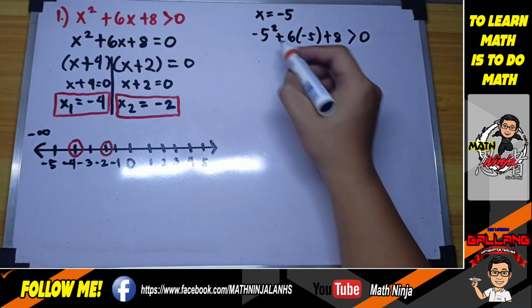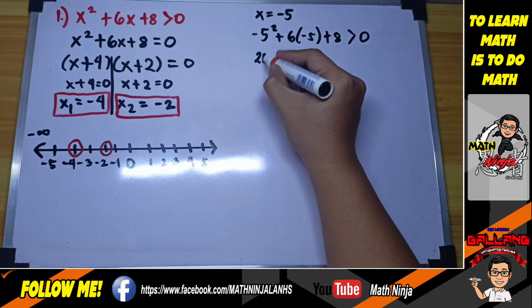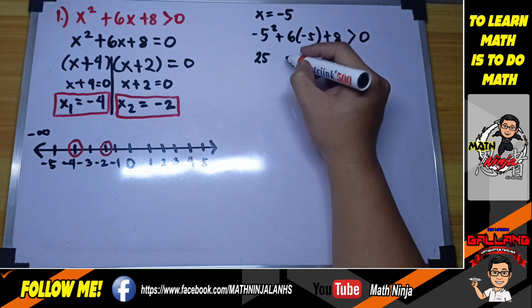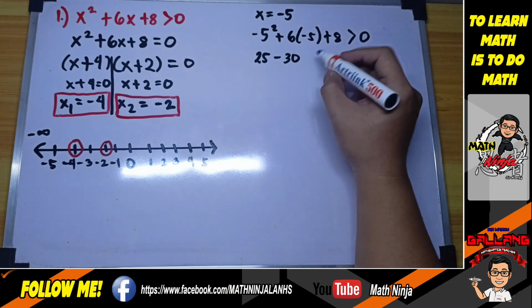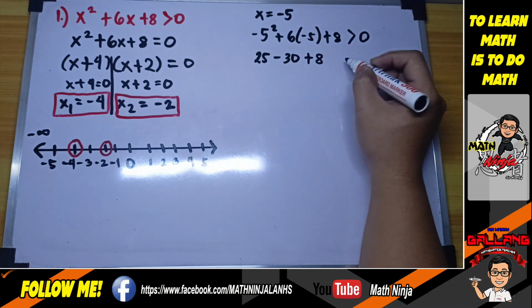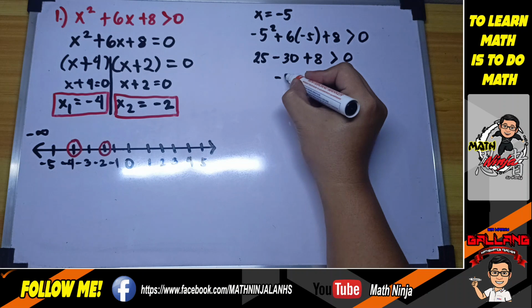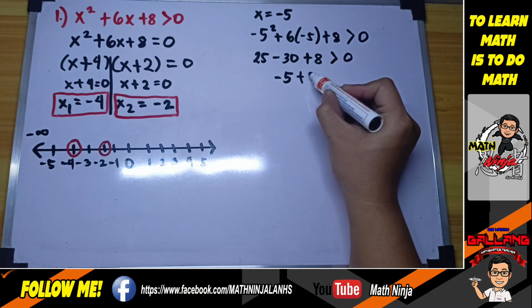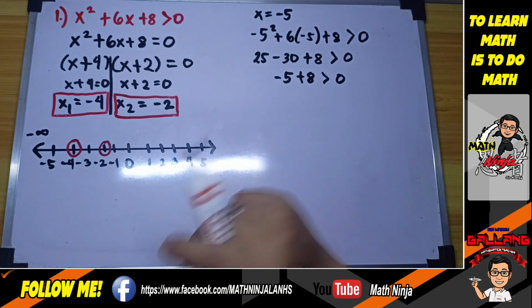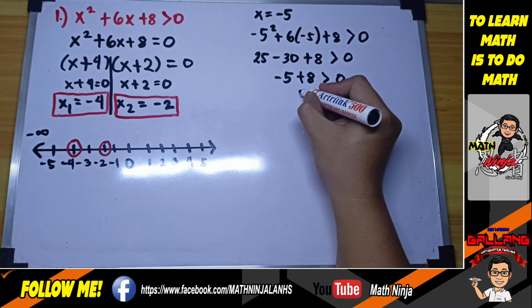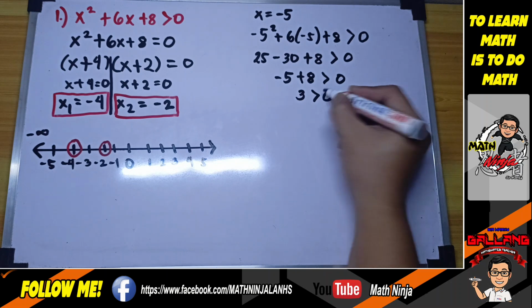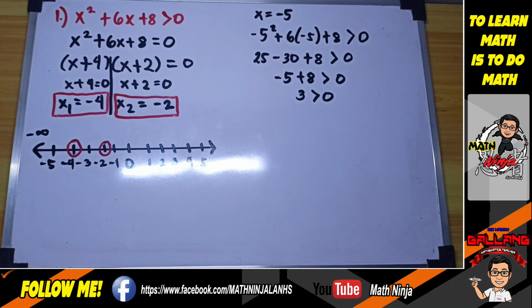Okay, so simplify natin. Negative 5 squared is 25. And positive 6 times negative 5, that is negative 30. Bring down positive 8 or plus 8 is greater than 0. So, 25 minus 30, the answer is negative 5. Bring down plus 8 is greater than 0. So, negative 5 plus 8, the answer is positive 3 is greater than 0. Okay, so, kung mapapansin nyo, yan na yung ating final answer. Okay, so, as you can see, ang sabi dito, 3 is greater than 0, which is true.